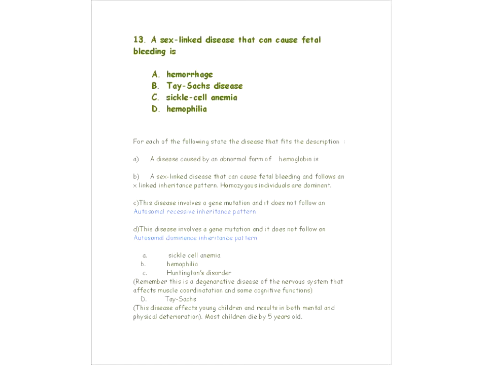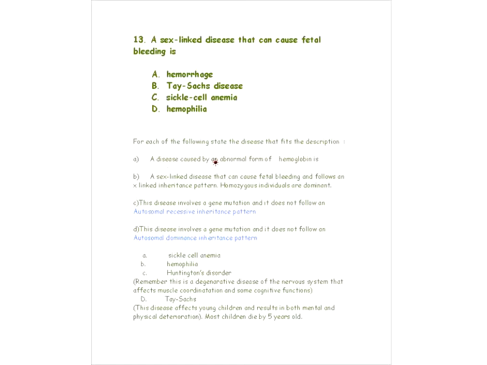Okay, the next question says, a sex-linked disease that can cause fetal bleeding is, so which one is it? Hemorrhage, Tay-Sachs disease, sickle cell anemia, or hemophilia? Well, I'm actually not going to answer this question for you guys, but I want to review these different diseases, and I'll let you decide which disease causes fetal bleeding. I want you to know them well enough so that you can match each one of them.